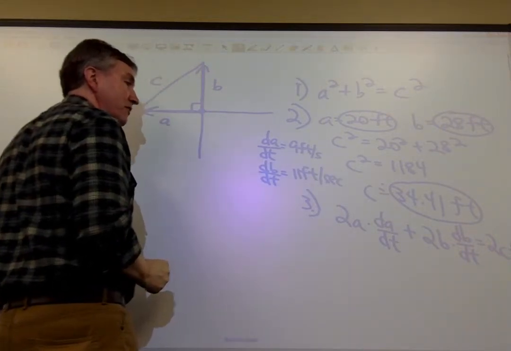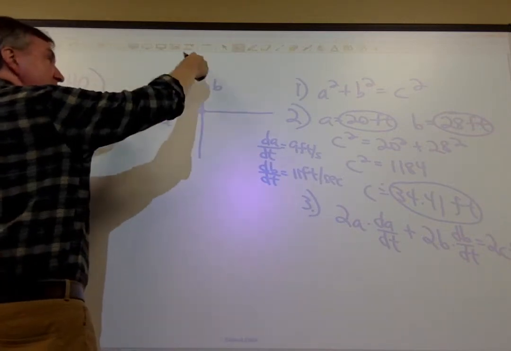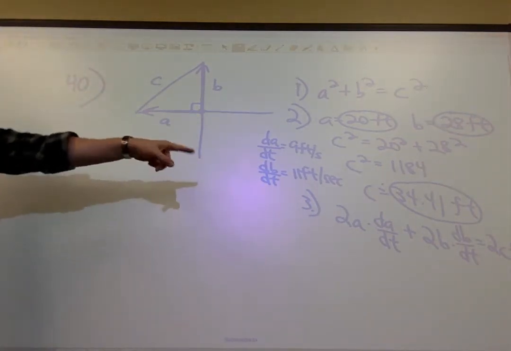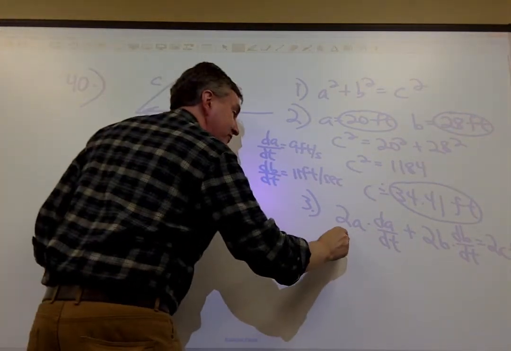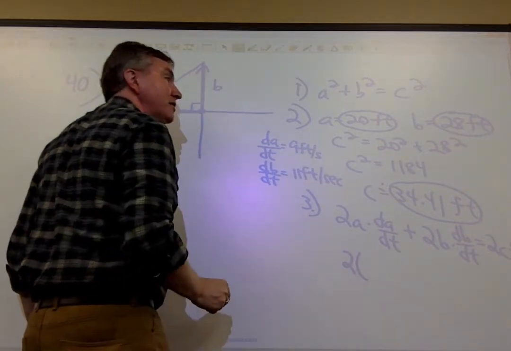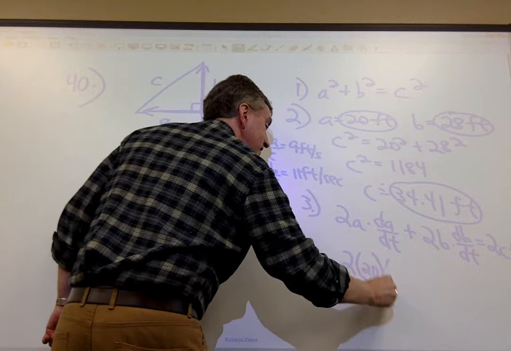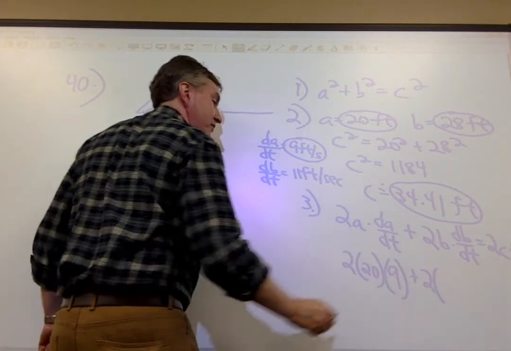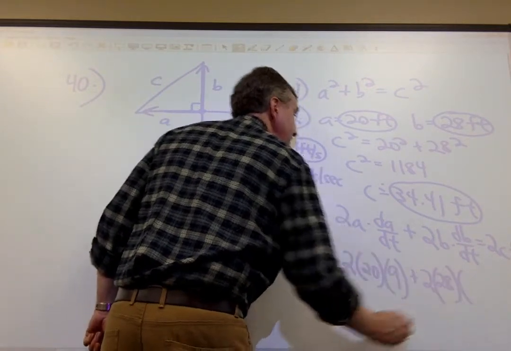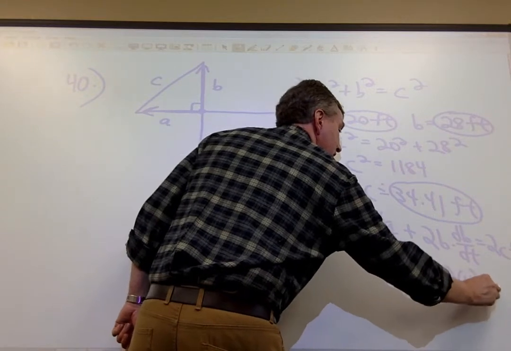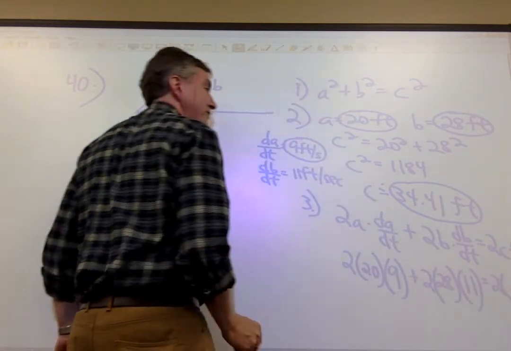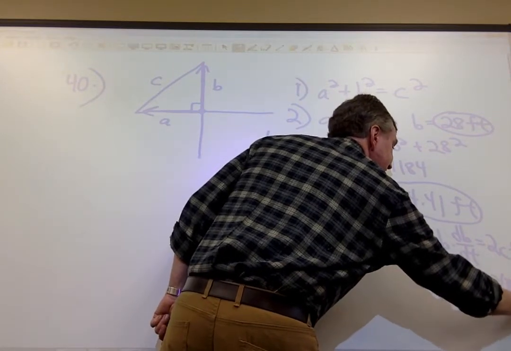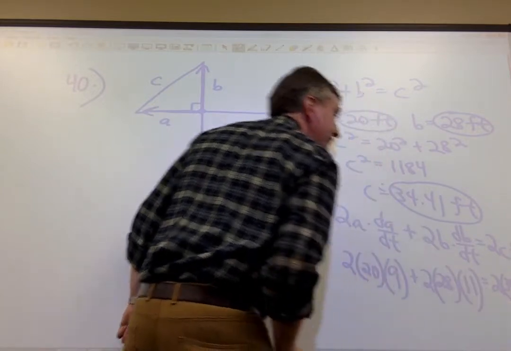What am I looking for? I'm looking for the rate of change of c with respect to time. I'm looking for dC dt. That's my one unknown. Do you see I have everything else in that equation? Let's plug them in. So if I say 2, what is A? What is dA dt? What is B? What is dB dt? What is C on the other side? Times dC dt, sort of ran out of room. Okay?